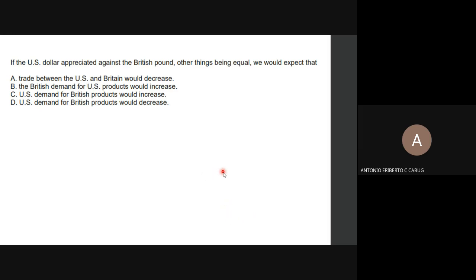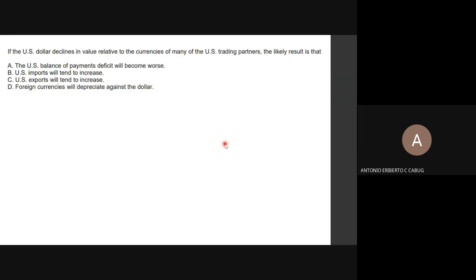Okay. We would expect the American products to be more expensive in the UK, and for the UK products to appear cheaper from the point of view of the US residents. So because the US residents will find British goods cheaper, there will be an increase in the demand for British products. The correct answer is letter C. Okay, I think there's no problem. Mukhang kayang-kaya nyo naman na.